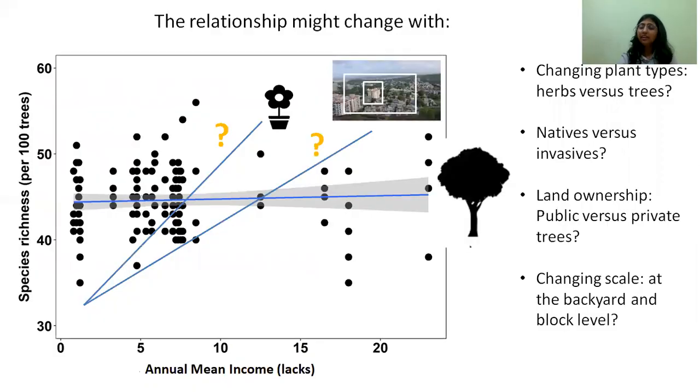Also, the relationship might change if different variables are considered. In our study, we considered only woody tree species. So what if herbs are considered? Similarly, natives versus invasives, or public versus private land ownership. What if the scale is changed from ward level to backyard or block level? Will the picture still be the same? These are some questions that need further investigation.